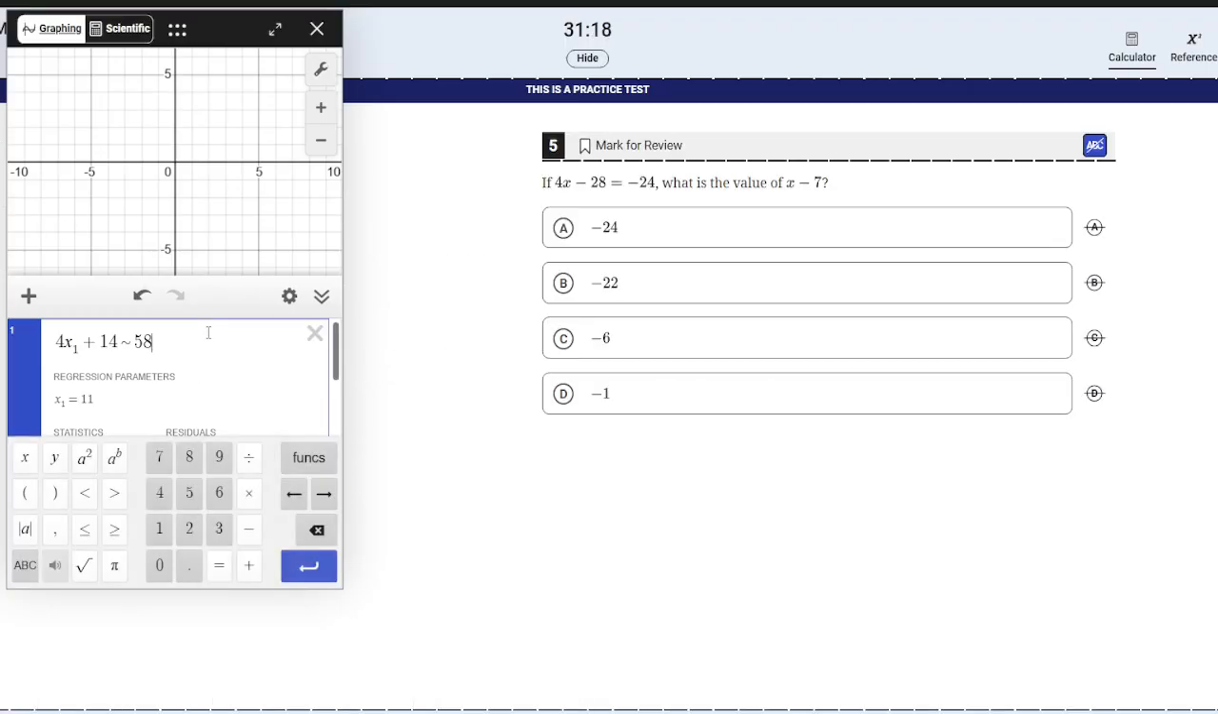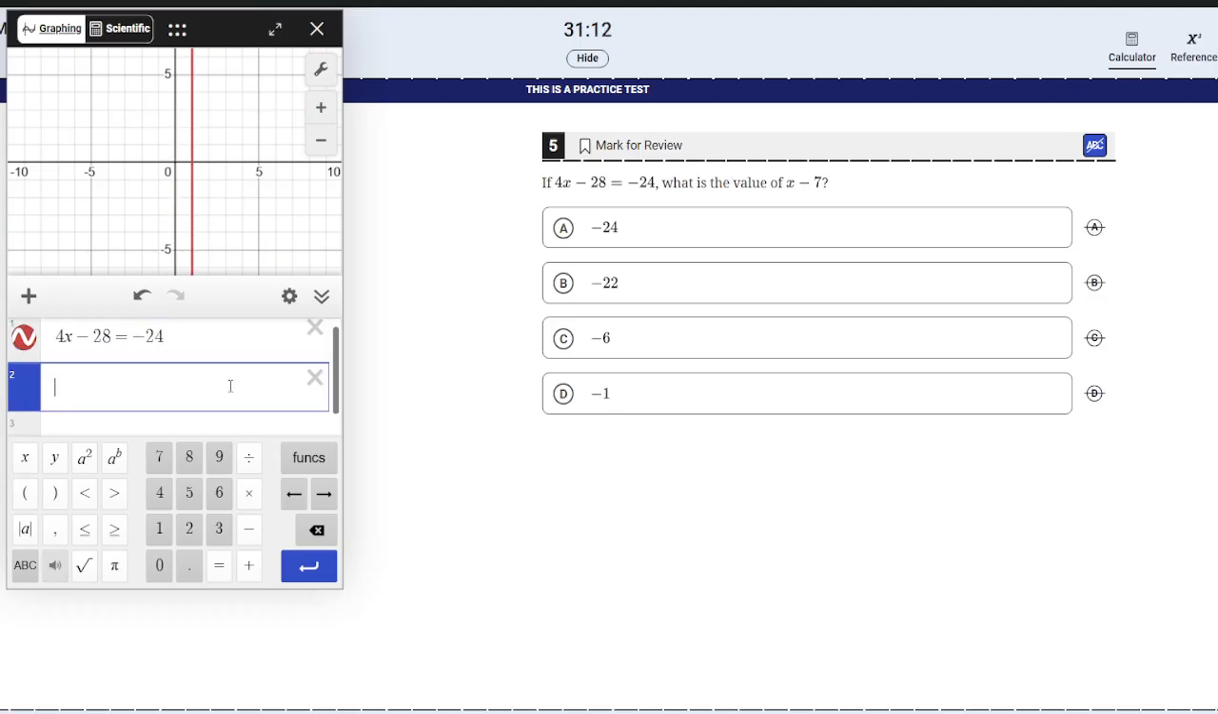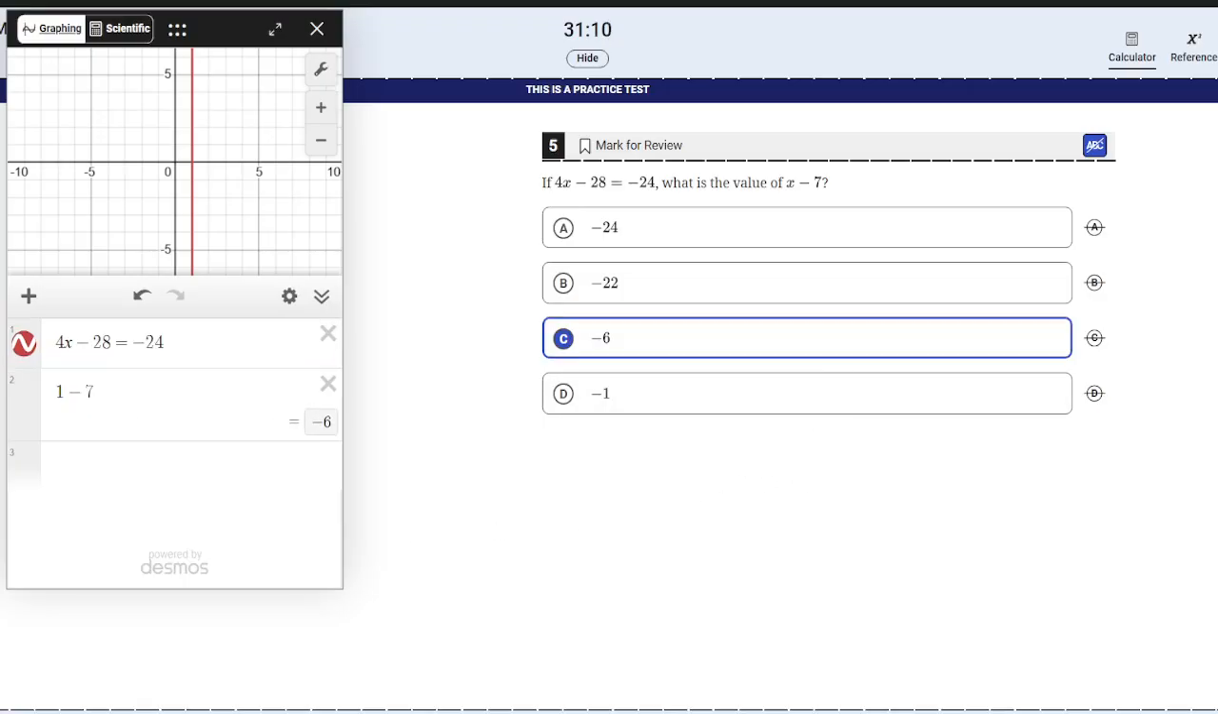Let's just do one right there, 11. Cool. If 4x minus 20 is equal to negative 24, we get x is going to be negative 1, so negative 1 minus 7 is negative 6.